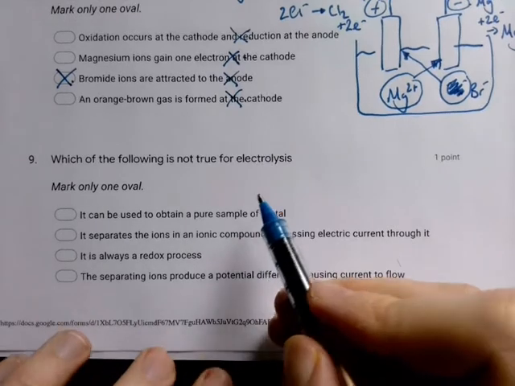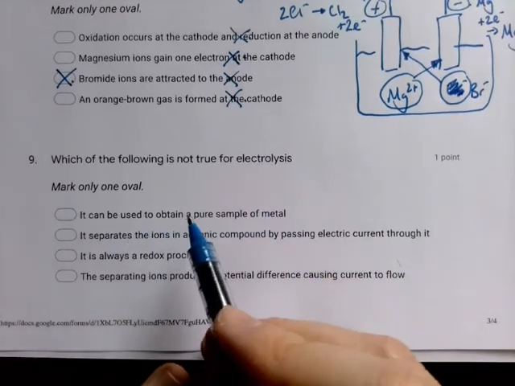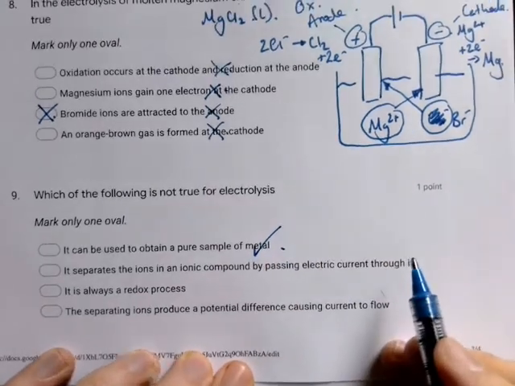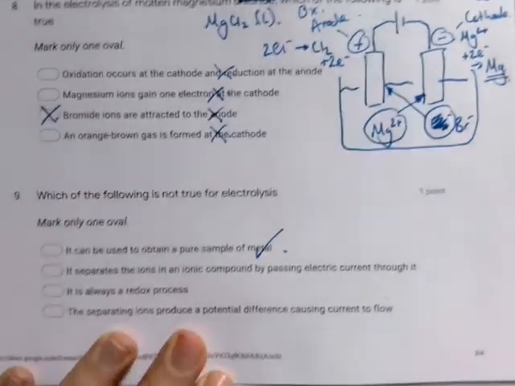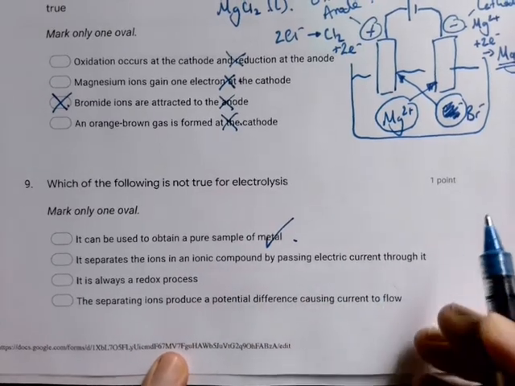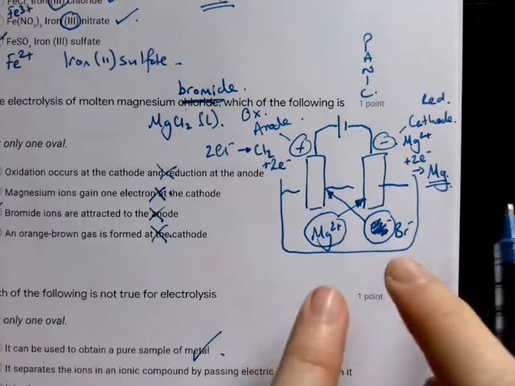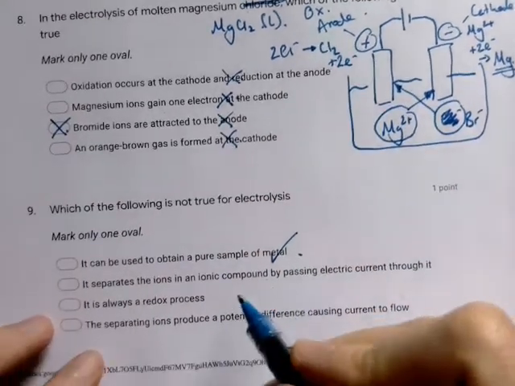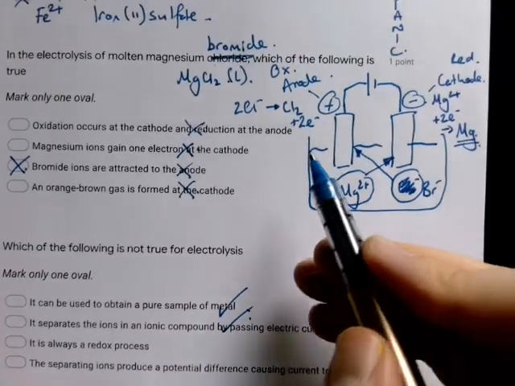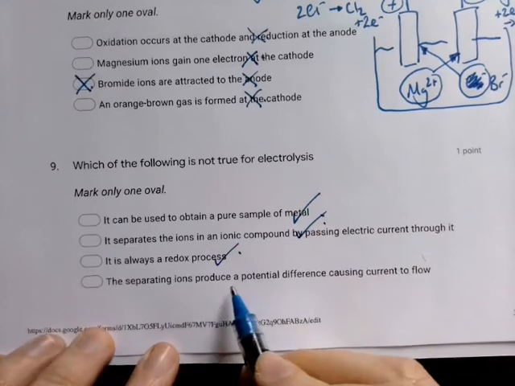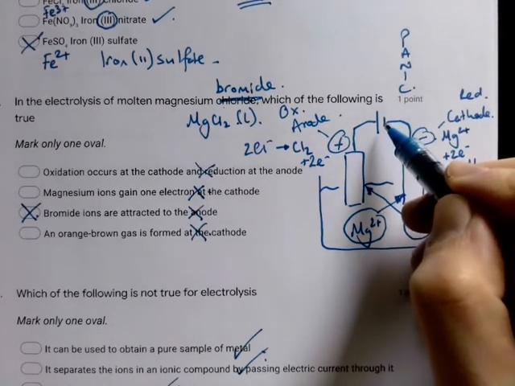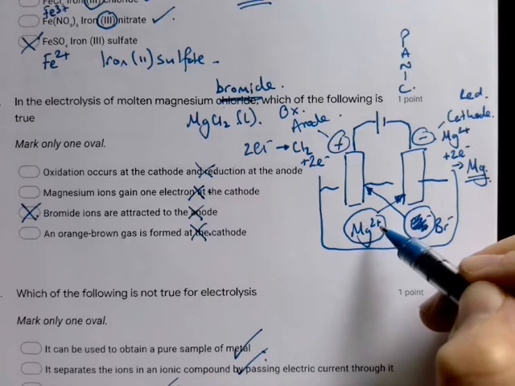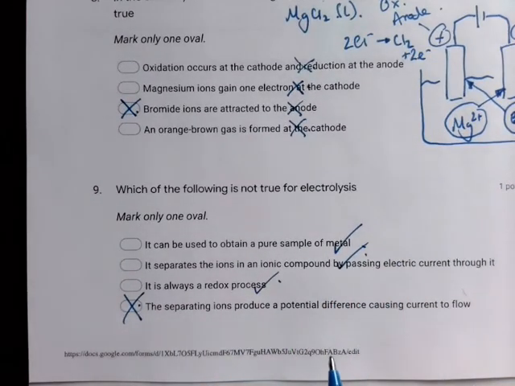Moving on. Which of the following is not true for electrolysis? It can be used to obtain a pure sample of metal. Yes, that can happen. Remember, up here, you're forming the metal. It's going to be a pure sample. It separates ions in an ionic compound by passing electric current through it. Yes, that's what I'm doing. The ions move in different directions because they're attracted to each electrode. It is always a redox process. Yes, I always get oxidation at the anode, reduction at the cathode. The separating ions produce a potential difference causing current to flow. No. The potential difference comes from the battery. The battery causes the ions to separate. The ions don't separate and cause electricity to flow. It's the fact that electricity is flowing that causes the ions to separate.